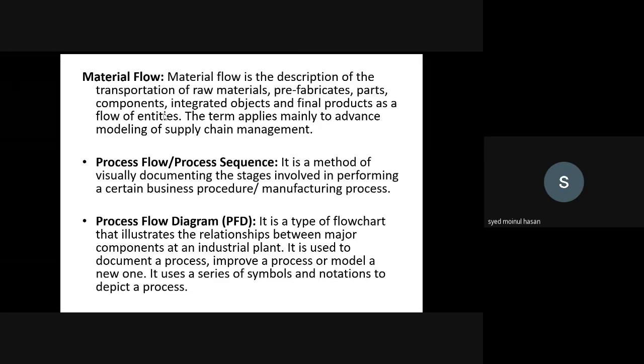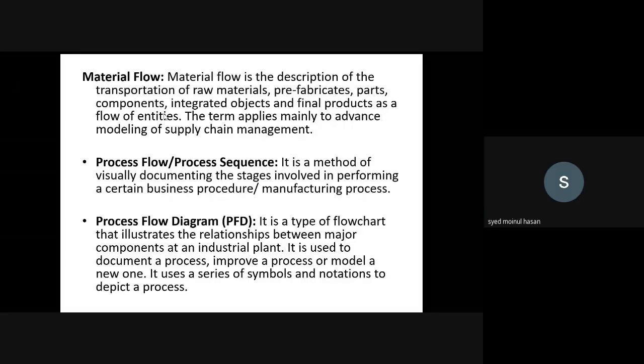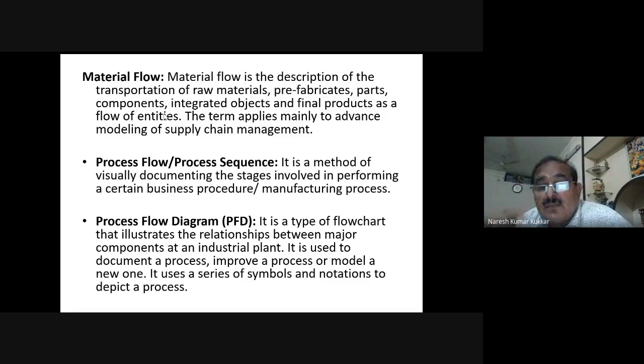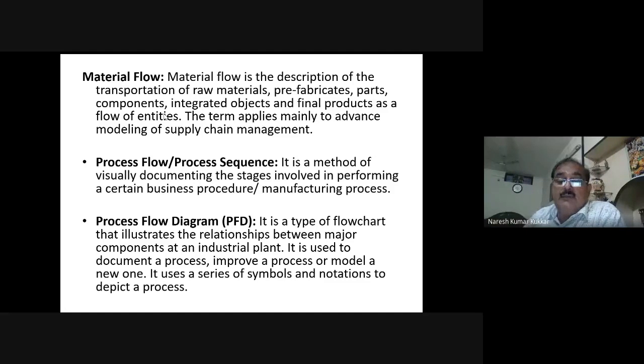And process flow is a method of visually documenting all stages involved in performing a certain business procedure or manufacturing process. Now, if material flow is required, then process flow is also required, because from one process we have to move toward the second process, then the third process. So we have to check whether the process is in sequence, or whether there is any interruption or bottleneck. Then the process flow diagram: to make a process flow at a proper stream level, there is a need for a process flow diagram, because from that we can check whether this model is accurate or not.